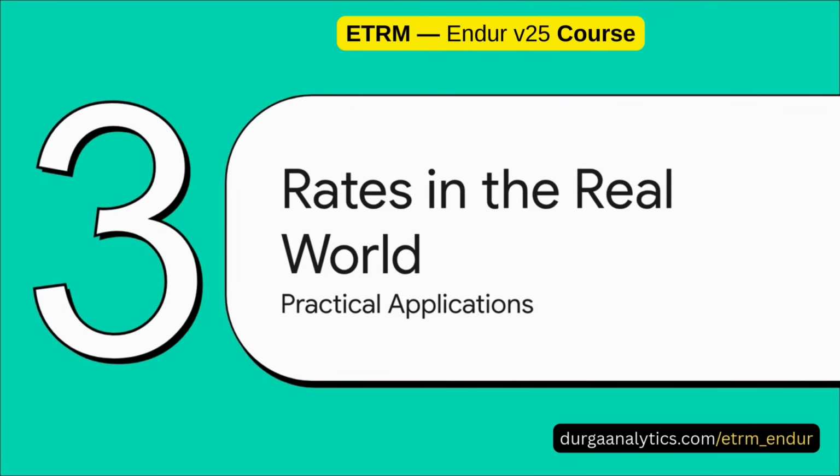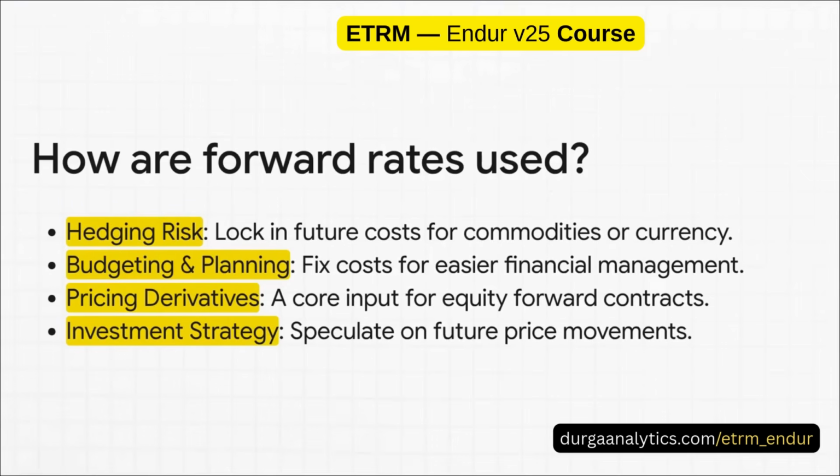How does this actually work in the real world, especially for all of you in trading, risk management, and operations? This is where it gets really practical. If you're a trader, this is all about hedging against wild price swings. If you're on a settlements team, it's about locking in the cost of a future delivery so you can make your budgets predictable. And if you're a quant or a CTRM implementer, these rates are the bread and butter for pricing derivatives and building out that all-important forward curve in your system.